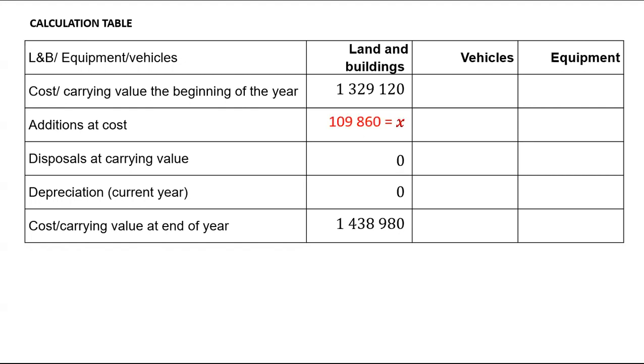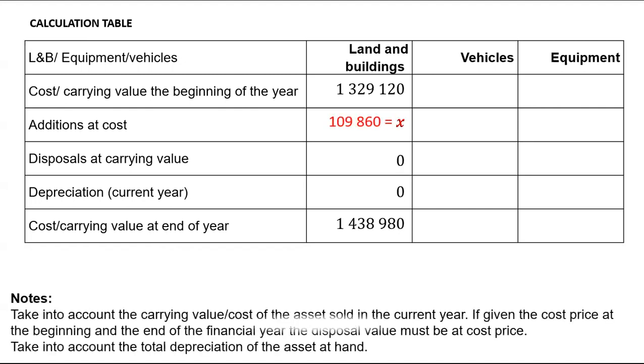109,860. For vehicles, we were given vehicles at the beginning of the year, but at carrying value, which was 369,080.